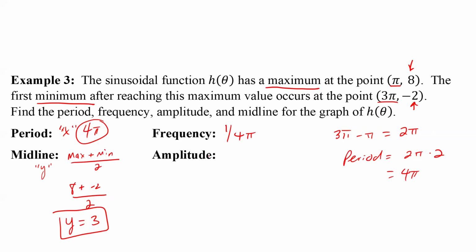Yes? Your amplitude can either be found by your max minus your mid or your mid minus your min. Does it matter which one you do? No, it does not. So our max value is 8. Our mid value is 3. So therefore our amplitude equals 5.